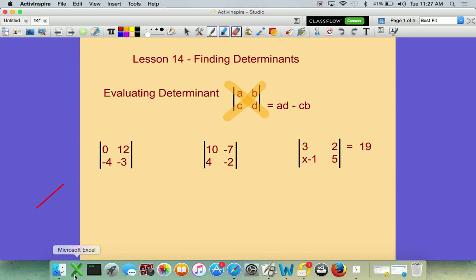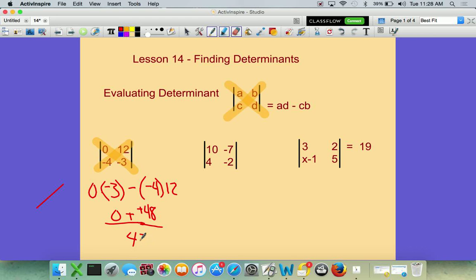So when we're doing this, to do this first one, we're going to go down minus up. So we've got 0 times negative 3 minus negative 4 times 12. And then you just do the math from here. 0 times negative 3 is 0, minus negative 4 times 12 is negative 48. Minus and minus make a plus. So then our answer here is 48.